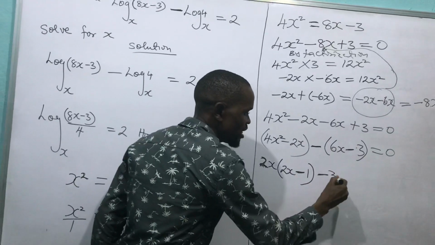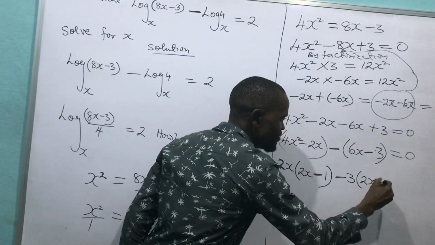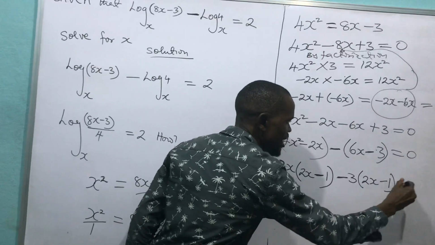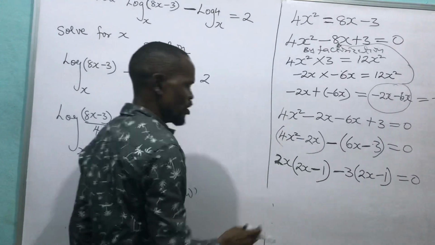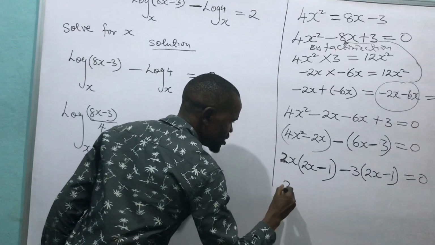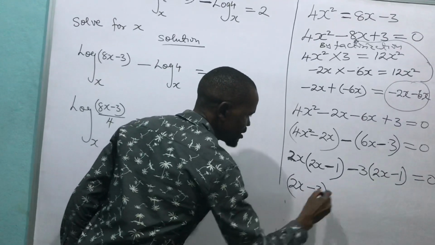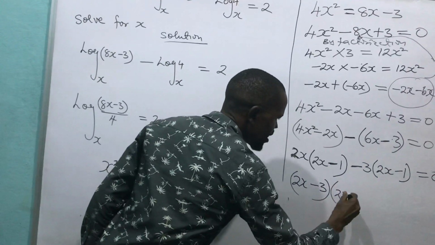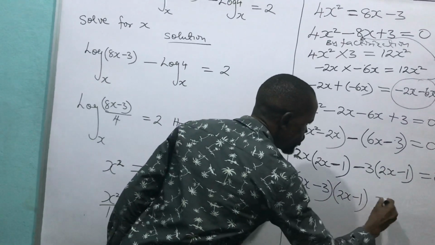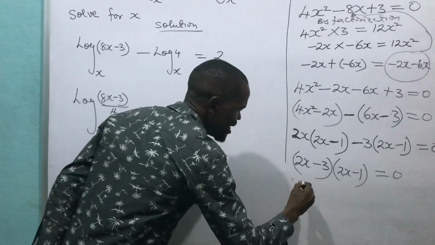I'll have 3. And when 3 divides 6, it will give me 2x. And when 3 divides itself, it will give me 1. And they are all equal to 0. You now see that what is here is what is here. I can now say 2x, which is this, then minus 3. I close the bracket into 2x minus 1, all equal to 0.